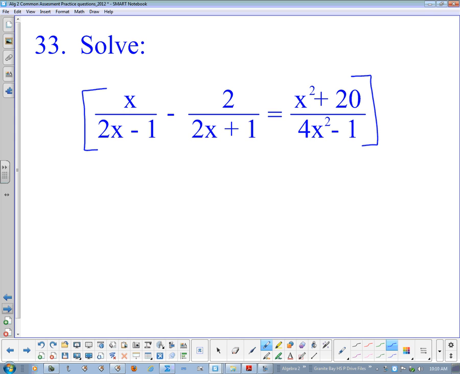I'm going to surround it with grouping symbols. And what I want to point out and make sure that you understand is that 4x squared minus 1, that's the difference of perfect squares. It's really equal to 2x plus 1 and 2x minus 1. Okay? Keep that in mind throughout this.